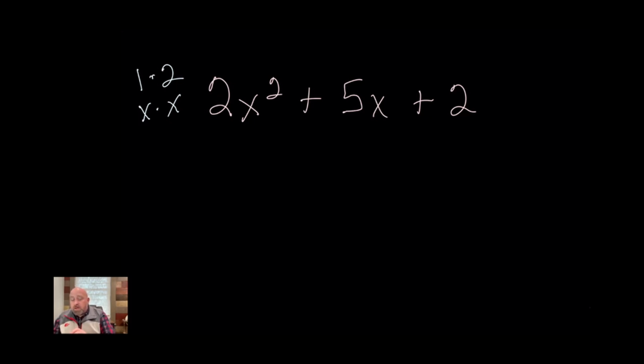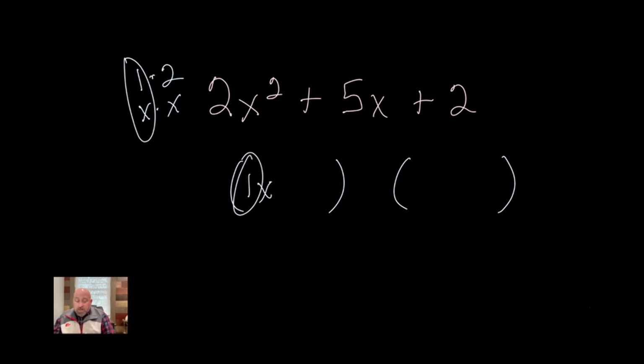Now, here's what we can do with that. If we come down here and write our parentheses, one of these is going to get a 1x. I do actually like to write the 1 here, and I'll show you why in just a second. And then one of these is going to get the 2x. So one gets the 1x factor and one gets the 2x factor. Our signs are plus plus, so we know we're going to have a plus plus here.